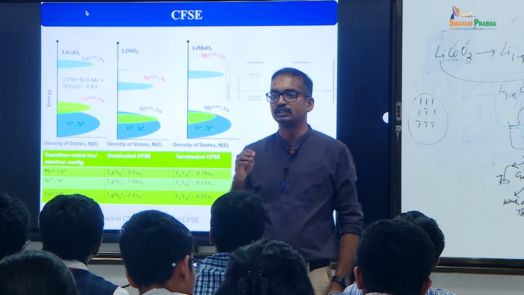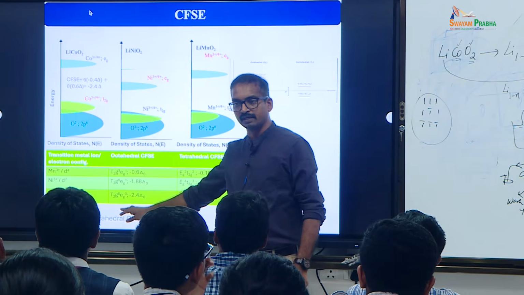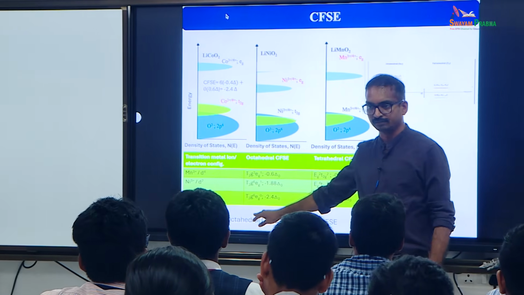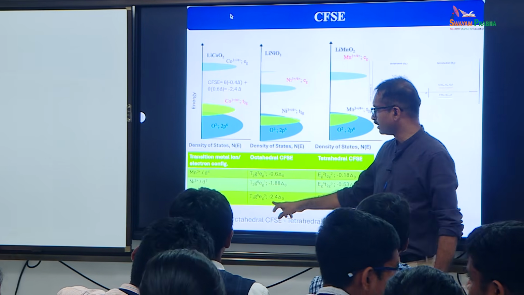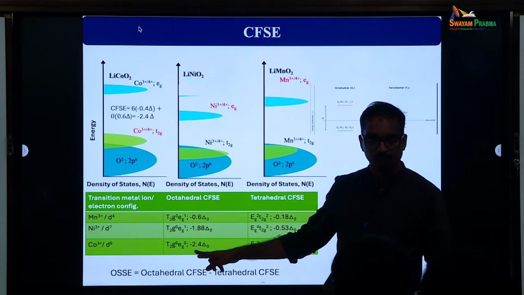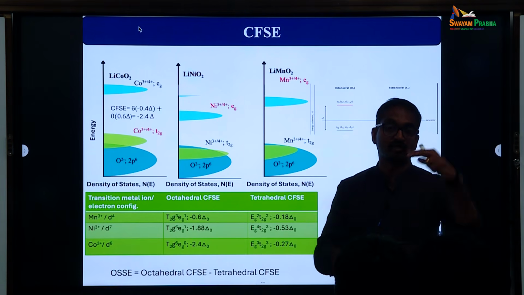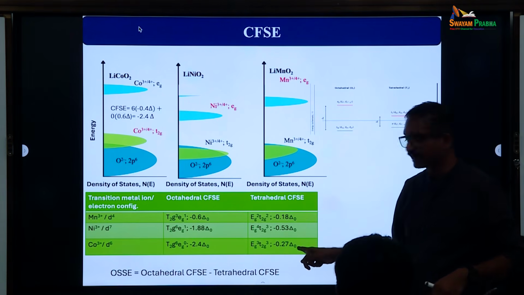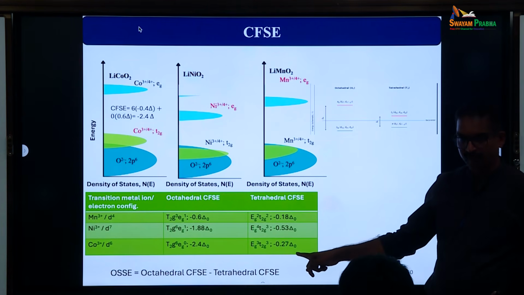Hence, you have t2g6, eg0. So it is a low spin complex or low spin ion. So it has a crystal field stabilization energy in octahedral field of minus 2.4 delta 0, where delta 0 is for the octahedral field. I can put the equivalent in a tetrahedral field, which is about minus 0.27 delta 0.